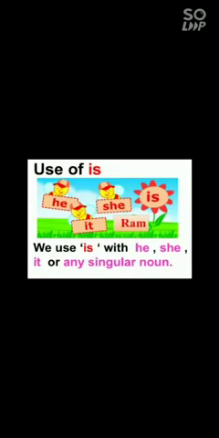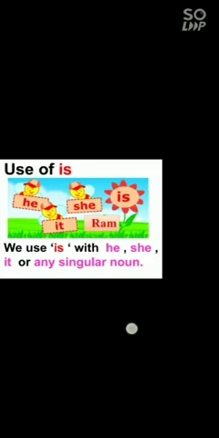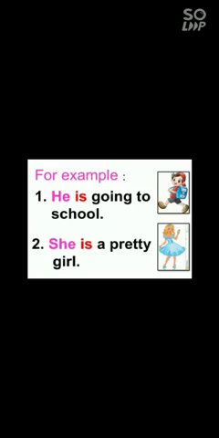Let's see the use of is now. Children, we use is with he, she, it or any singular noun. Let's see the examples now. He is going to school. He is a boy and he is going to school. See the picture, children.